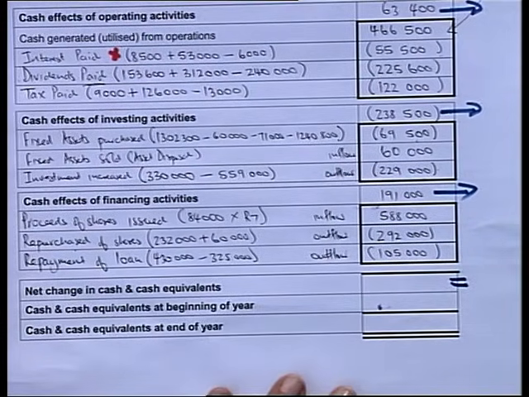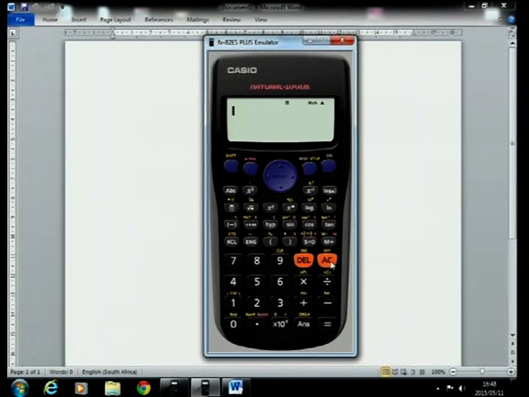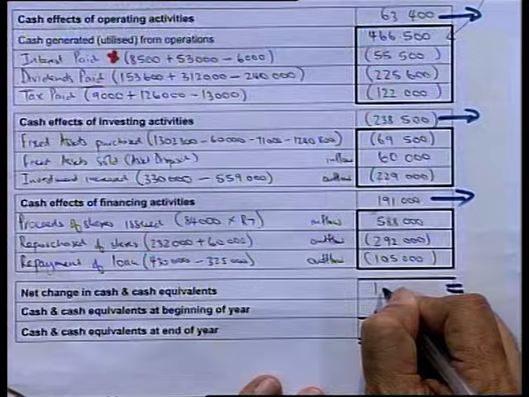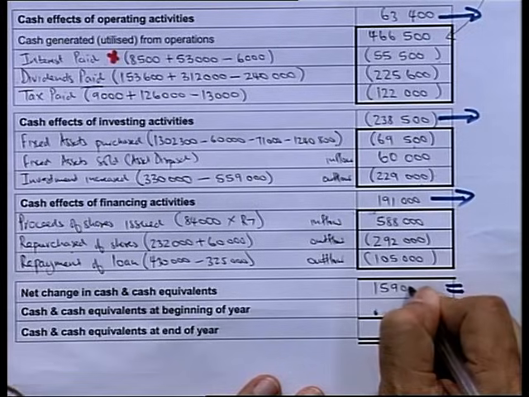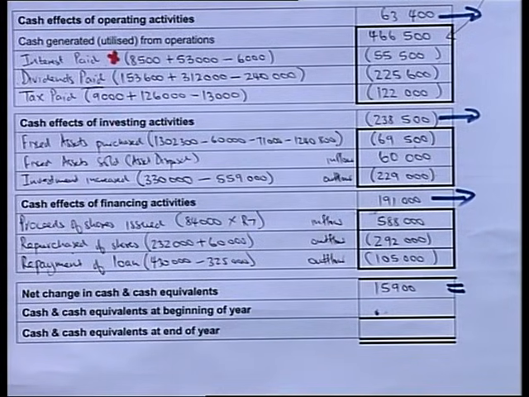So the total of the operating activities, 63,400, minus 238,500, plus 191. And that gives me 15,900. So the net effect will be 15,900. Let's just see if there's any questions.